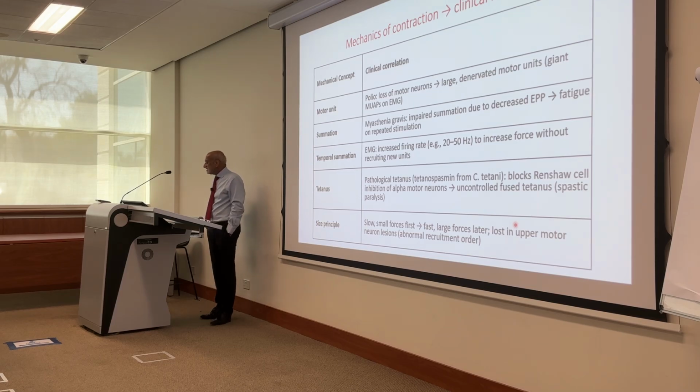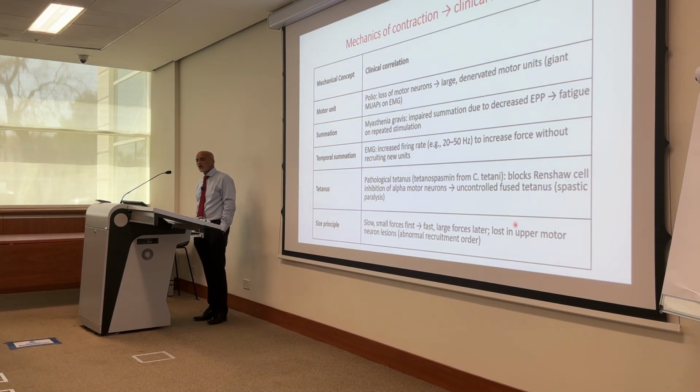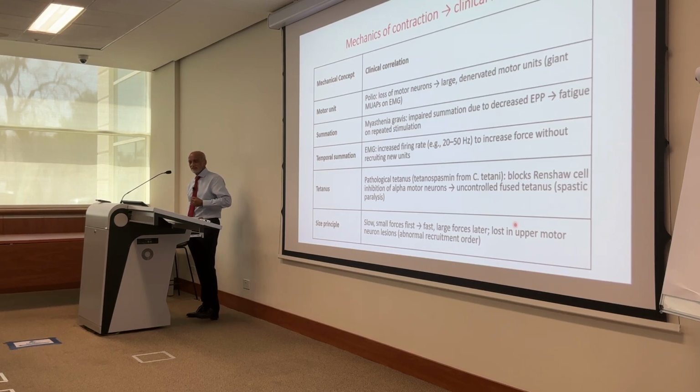How does this relate to you as a doctor? If the motor unit is in any way destroyed, and that happens in polio, which is a viral infection of the spinal column, the motor neurons will be killed off through the infection. You lose the motor units, and that results in an inability to contract the muscle.